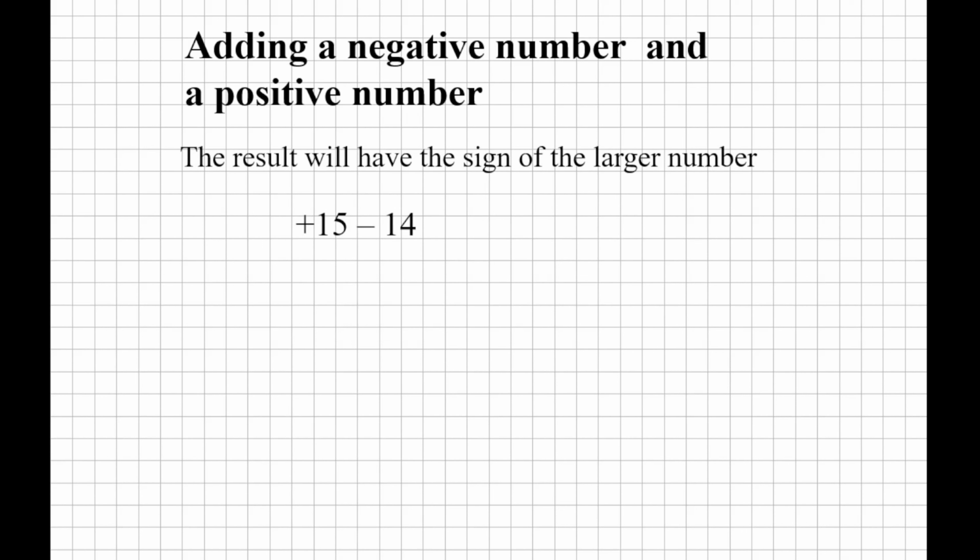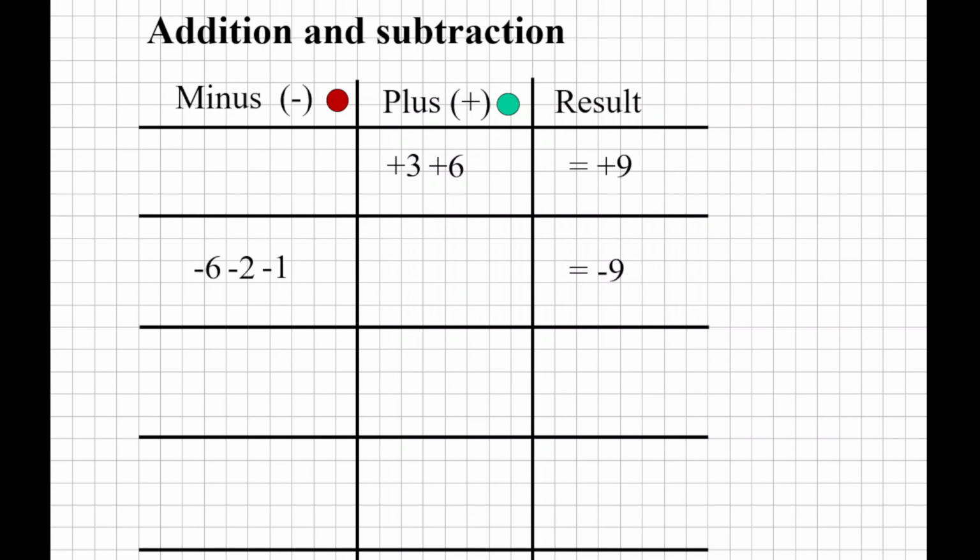Before continuing with the examples, remember this. When adding a positive number and a negative number, the result will have the sign of the larger number. For example, in 15 minus 14, the difference is 1. And since the larger number is positive, the sign is positive. Now in 30 minus 35, the difference is 5, and since the larger number is negative, the sign is negative. Let's continue with the examples.